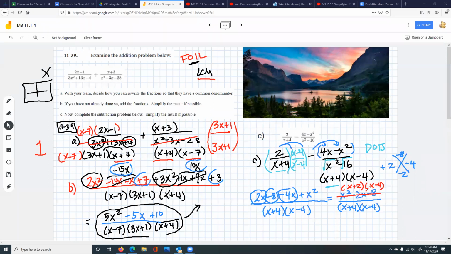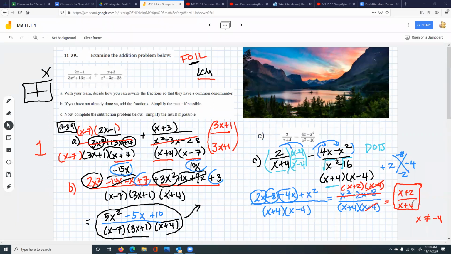And look, the x minus 4s are the same, so we want to cancel those out, leaving us with x plus 2 over x plus 4. Could you put an excluded value? Sure, you could put x cannot equal -4 for your excluded value, just to throw that in there. So that is how we factor and cancel out what they have in common to get our answer.